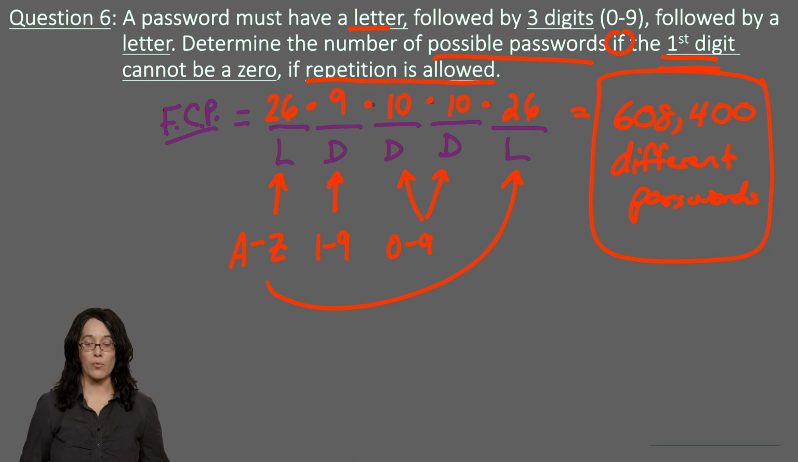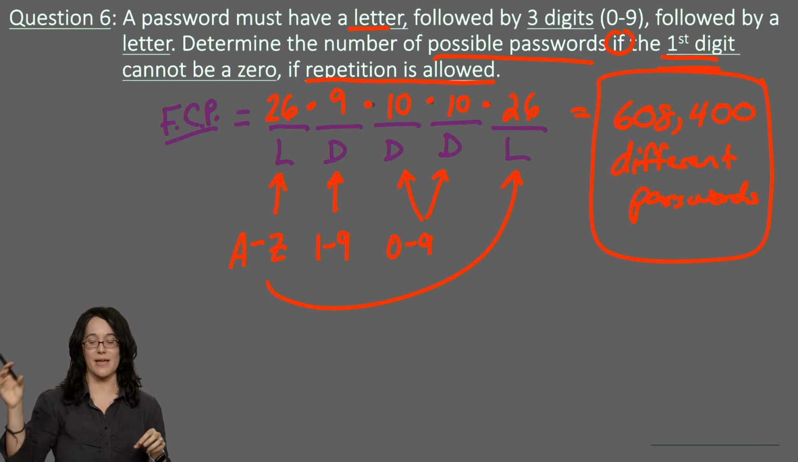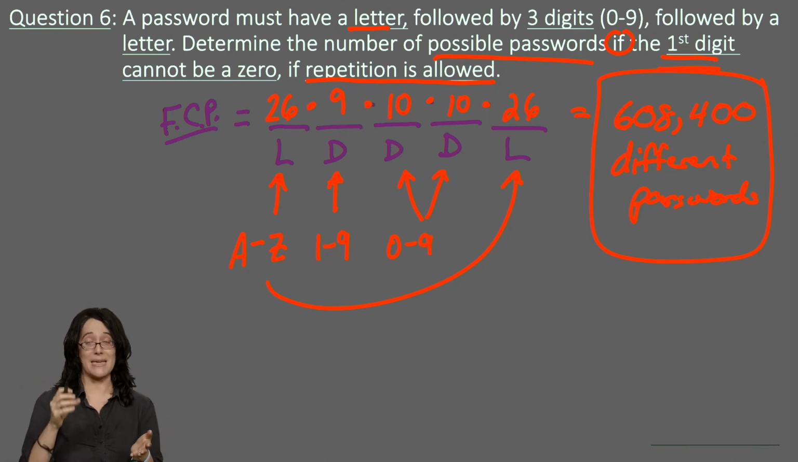Okay, so at this point, we've demonstrated the fundamental counting principle by multiplying the number of ways that you can select each item together. Keeping in mind, if you are allowed to repeat, that number can remain the same, but if you were not allowed to repeat, you would have to reduce your totals each time. When you're ready, let's go to question 7.